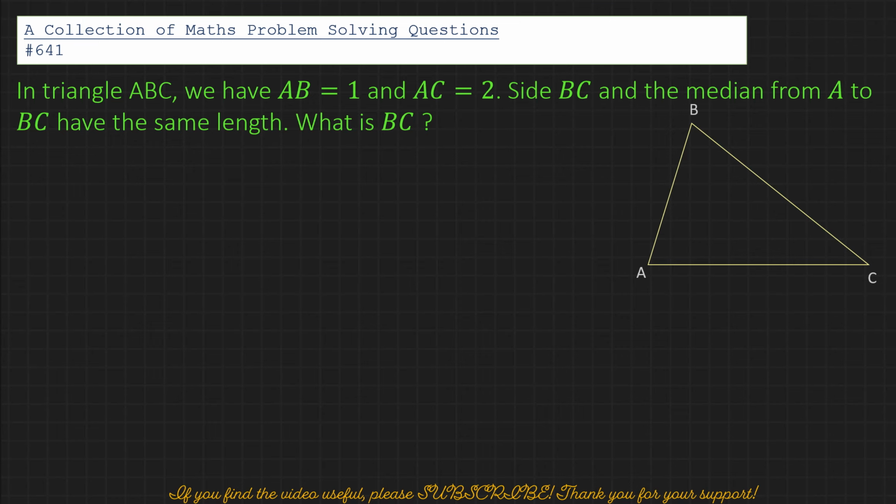In triangle ABC, we have AB equals 1. So if I write AB is 1, and we have been given AC is 2, and then the side BC and the median from A to BC. So if this is my median, and if I call the side BC A, then the median I'll call MA. So MA equals A in this case, okay? So they're saying the side BC and the median from A to BC have the same length.